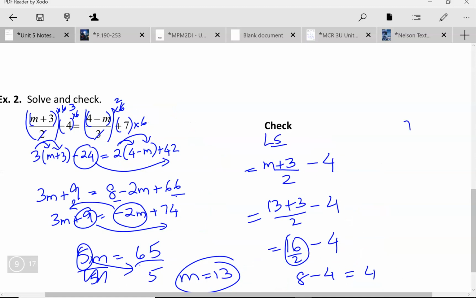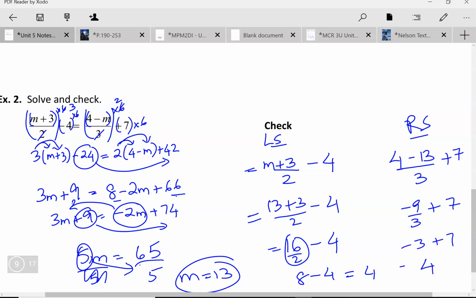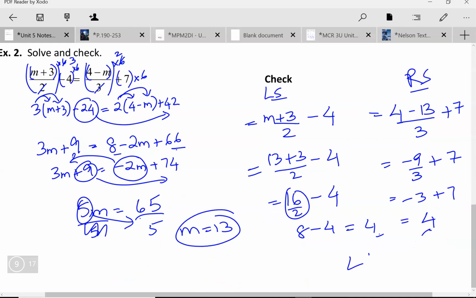Let's check my right-hand side. 4 minus 13 divided by 3 plus 7. 4 minus 13 is negative 9 divided by 3 plus 7. This is negative 3 plus 7, which is equal to positive 4. Left-hand side equals right-hand side, hence checked.